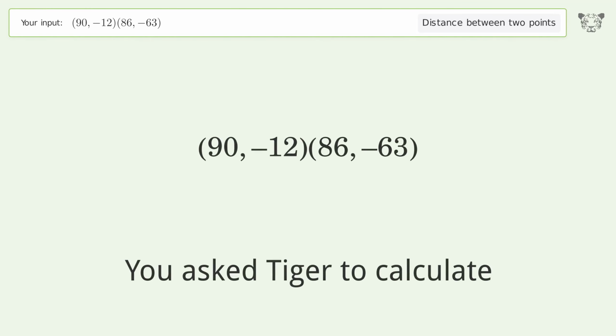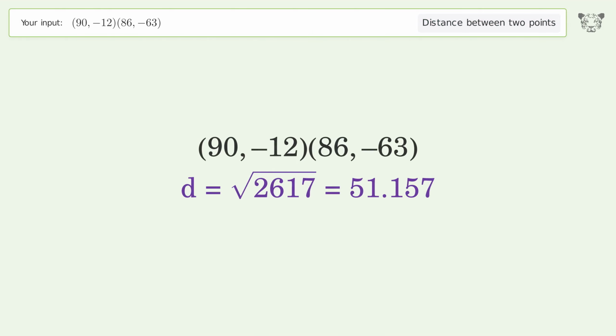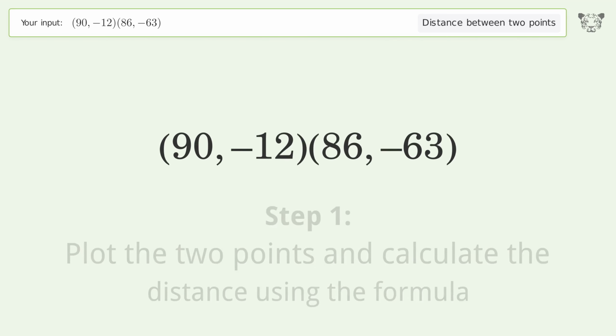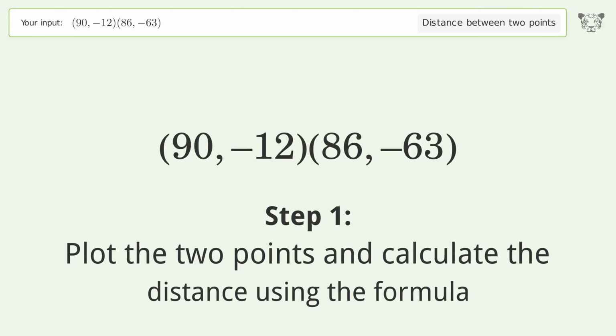You ask to calculate the distance between 2 points. The distance between the 2 points is the square root of 2,617 or 51.157. Let's solve it step by step. Plot the 2 points and calculate the distance using the formula.